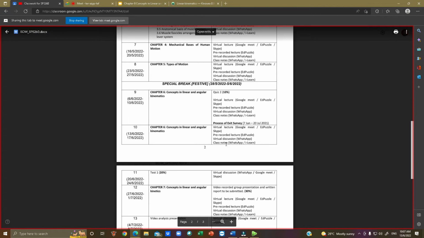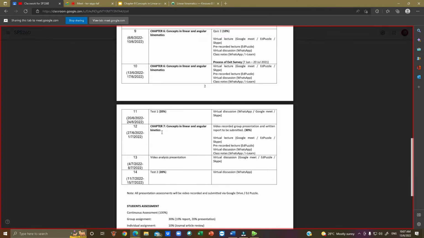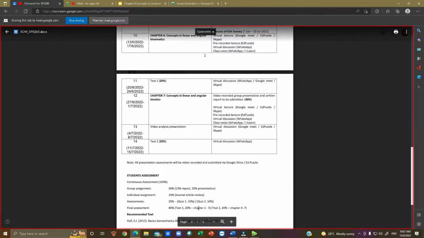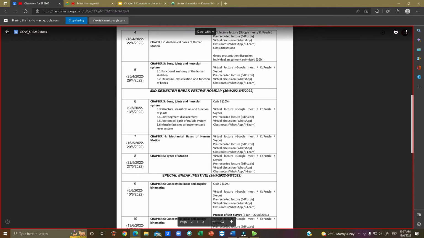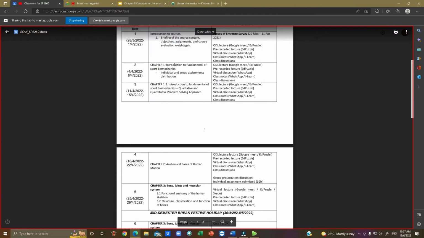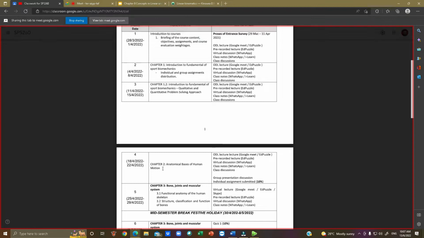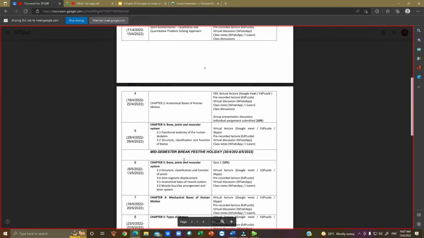Okay, now we are at week 10. Concepts in linear and angular kinetics, and we are going to discuss another topic next week lah. So week 11, you're going to have your first test next week. This test will cover chapter 1 until chapter 3. Chapter 1 is introduction, chapter 2 is anatomical basis of human motion, and chapter 3 is regarding bone, joint, and muscular system. To be exact, it is regarding bones.